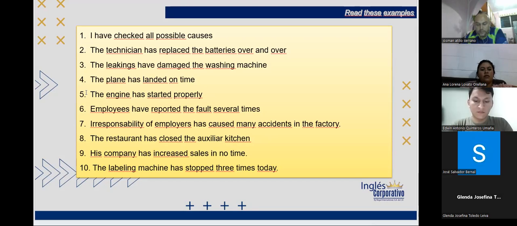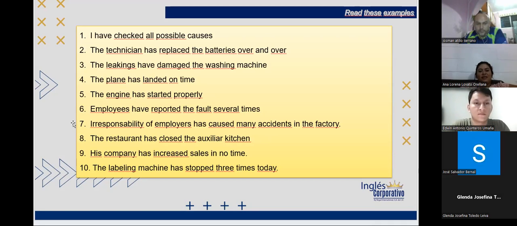A ver, otra vez, Wilbur. The engine has started properly. Yes. Continue, please, Hannah. Employees have reported the fault several times. Several. Ahí sería una S. Several times. Thank you.